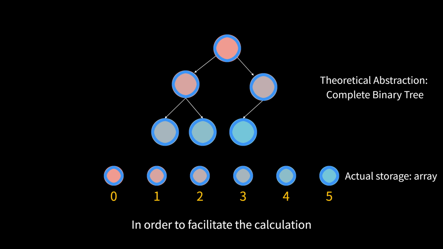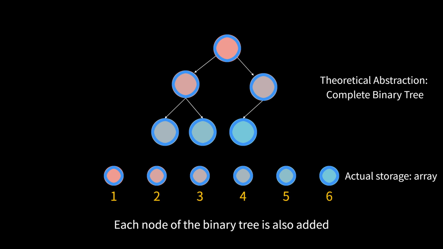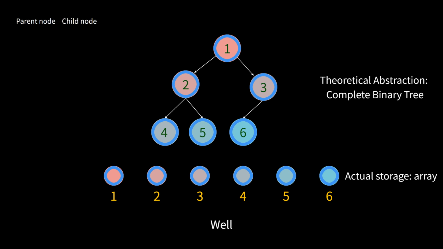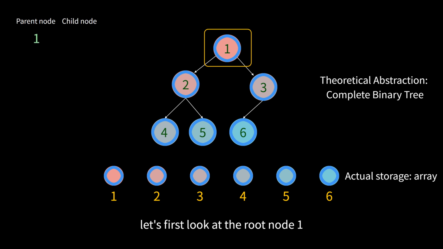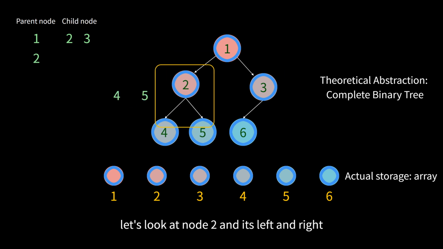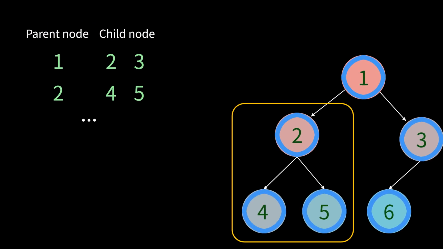To facilitate the calculation, we change the array to start from 1 instead of 0. Each node of the binary tree is also given a corresponding number. These numbers are just for illustration and will not actually exist. Let's first look at the root node 1. Its left and right child nodes are 2 and 3 respectively. Then let's look at node 2, whose left and right child nodes are 4 and 5 respectively, and so on. It seems the pattern can be seen.